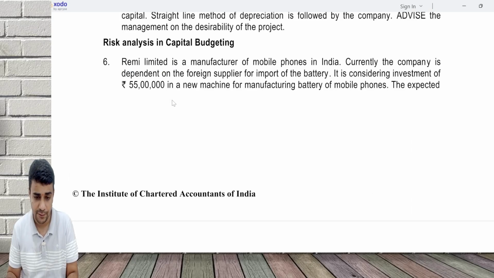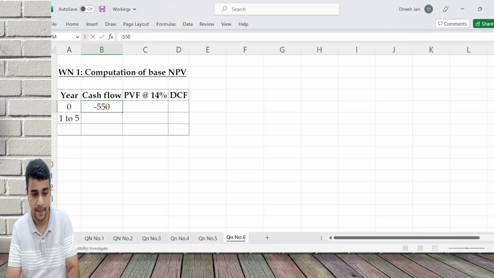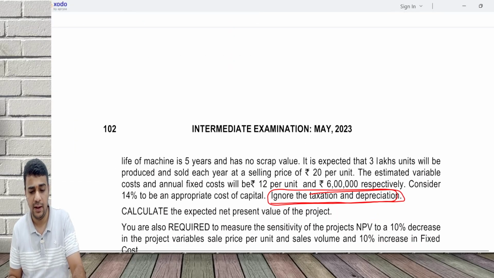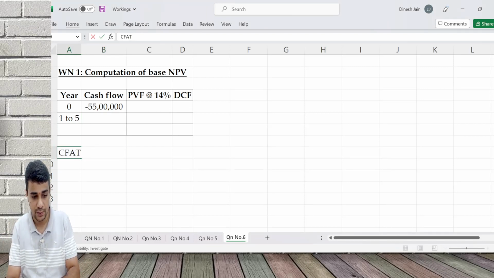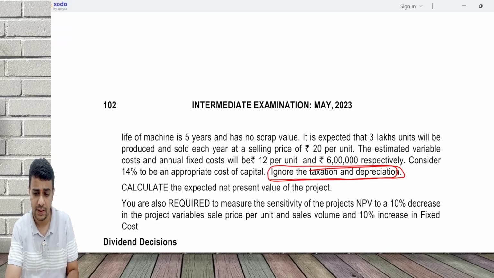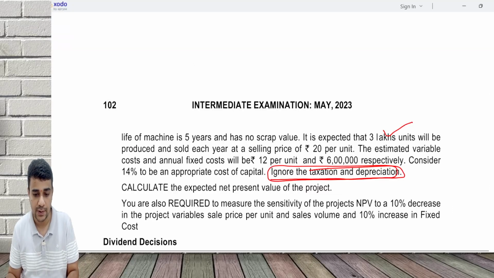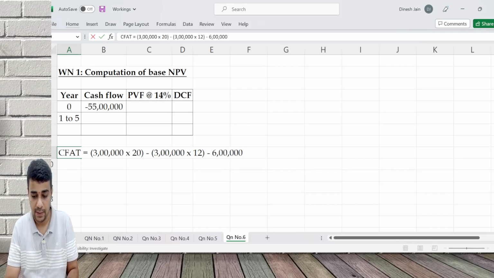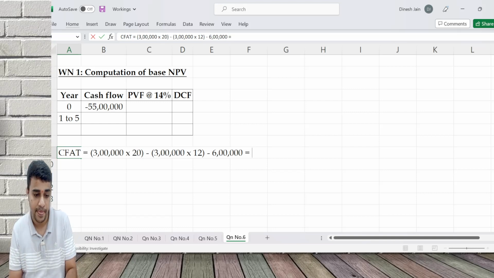The initial outflow of the project is 55 lakh rupees. We are planning to spend 55 lakhs on the project. That's my initial outflow. And the yearly inflow depends on my selling price and volume sold. So I'll do a small calculation. CFAT is equal to: we have sold 3 lakh units. So 3 lakh into 20, which is the revenue, minus 3 lakh into 12, which is the variable cost, minus 6 lakh of fixed cost. Revenues minus variable cost minus fixed cost. These items will undergo change in every scenario. So the difference is 18 lakh.